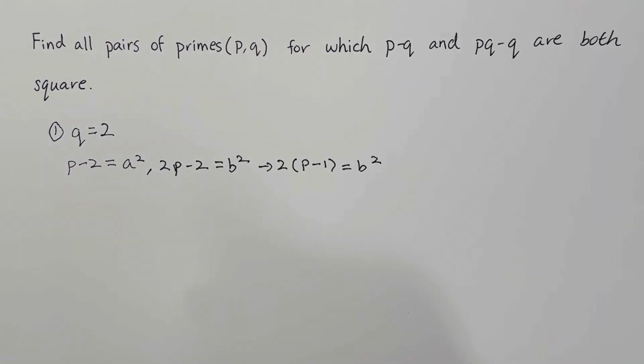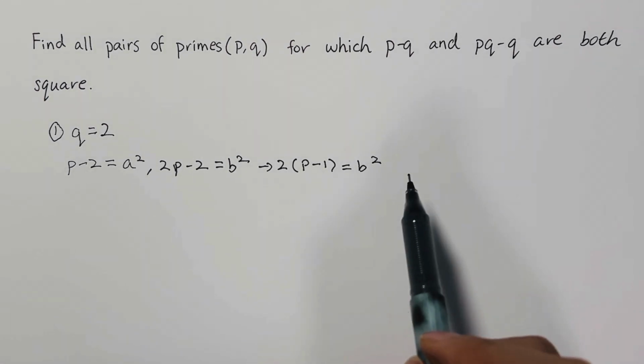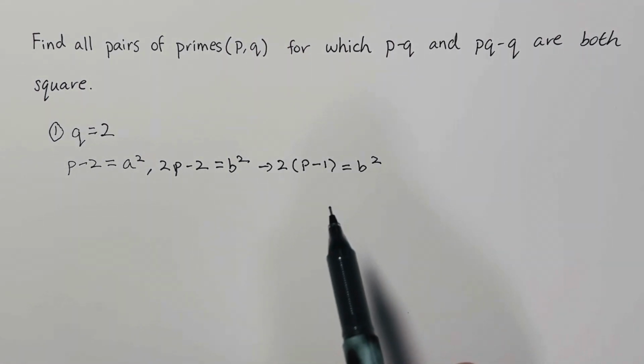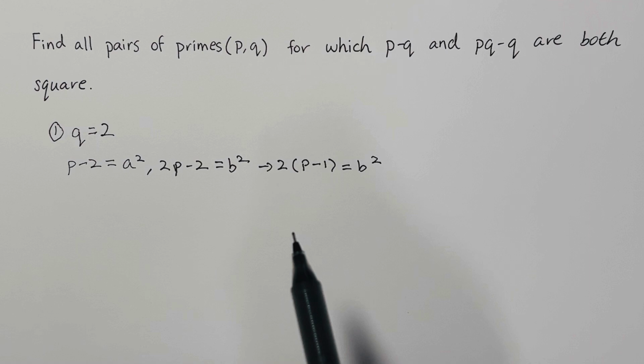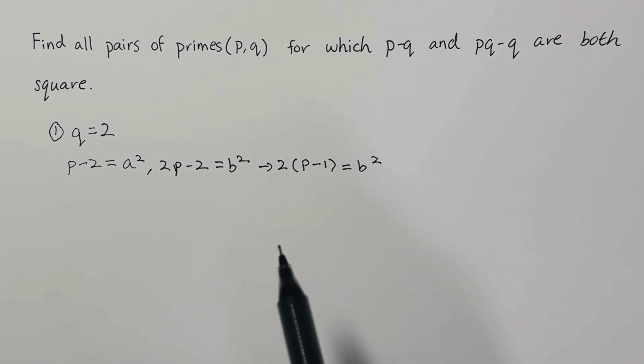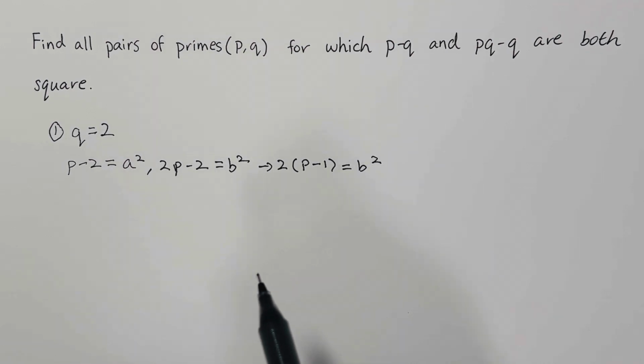Look at that second equation. 2 times (P minus 1) equals B squared. This tells us that 2 times (P minus 1) is a perfect square. For 2 times something to be a perfect square, that something must also have a factor of 2 to complete the pair. This implies that P minus 1 is even, so P is odd. That's expected. But let's look closer. We have P minus 2 is a square, and 2 times (P minus 1) is also a square.